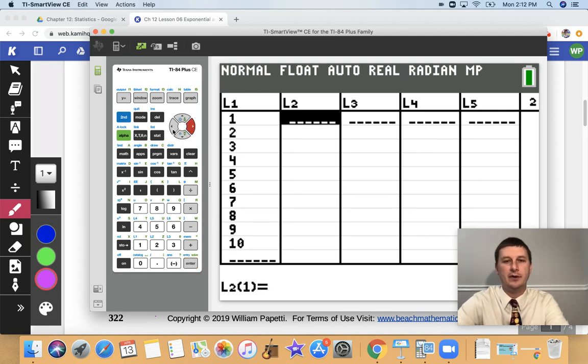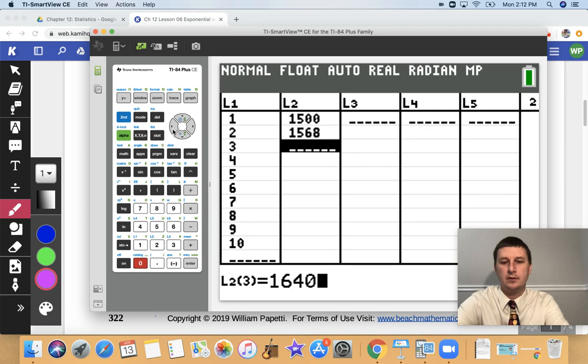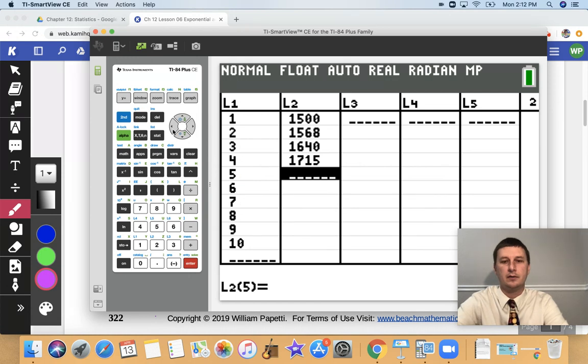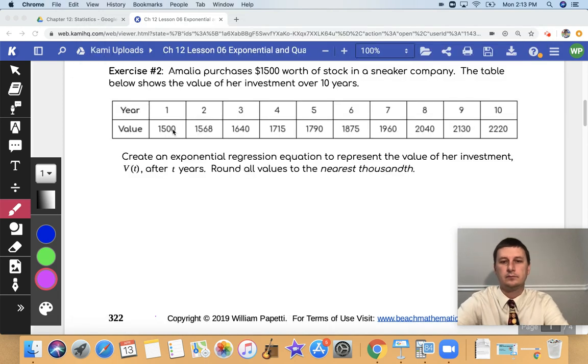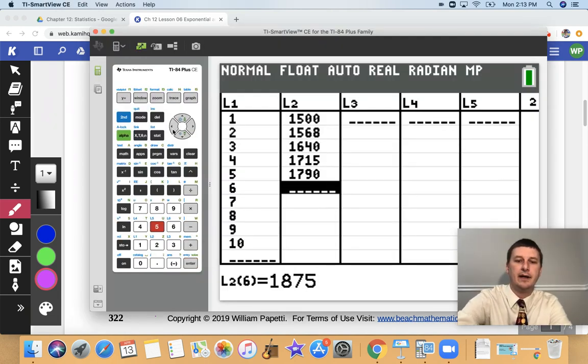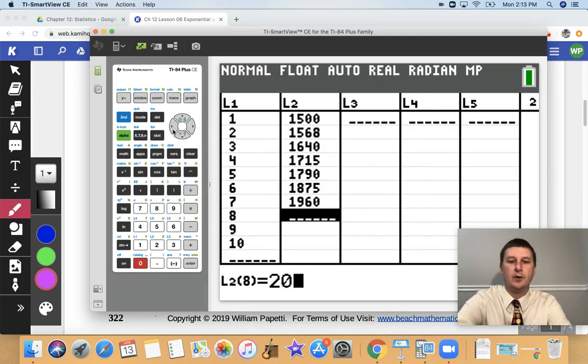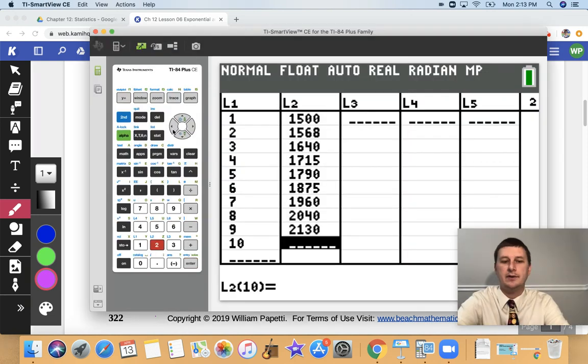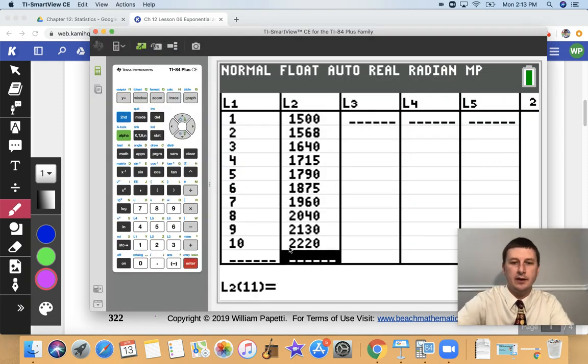And we're going to hop on over to list 2, and we're going to put 1,500, 1,568, 1,640, 1,715, 1,790, 1,875, 1,960, 2,040, 2,130, and finally 2,220. So again, it's good that our lines line up.